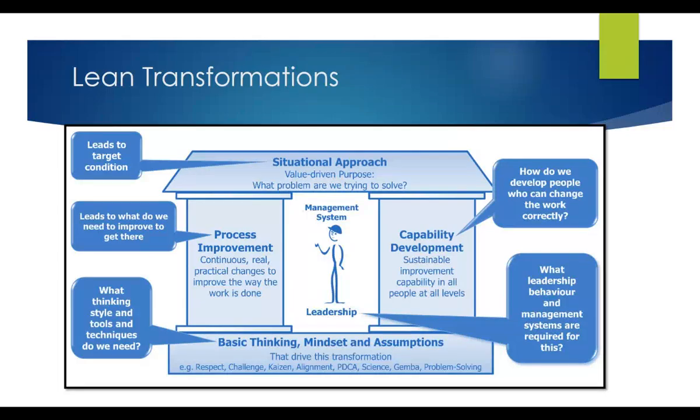So the roof is supported by two equally important columns, process improvements and personnel development. Some details are shown here in each one of those columns. At its foundation, lean transformation is supported by drivers such as mutual respect, problem-solving tools, time-proven techniques. At the center of it all is management systems and program leadership.